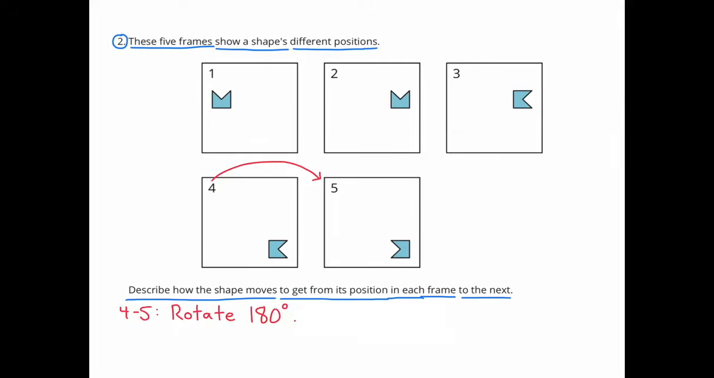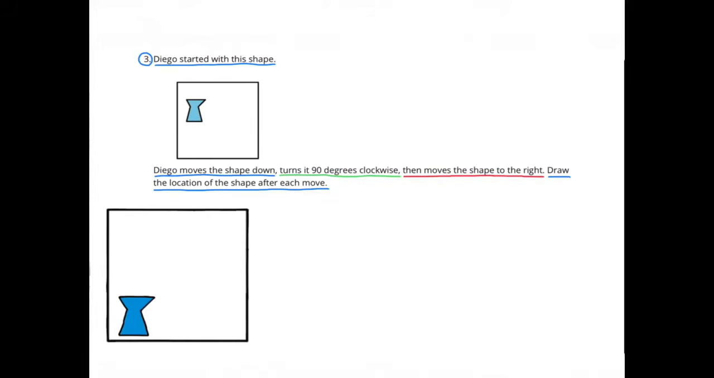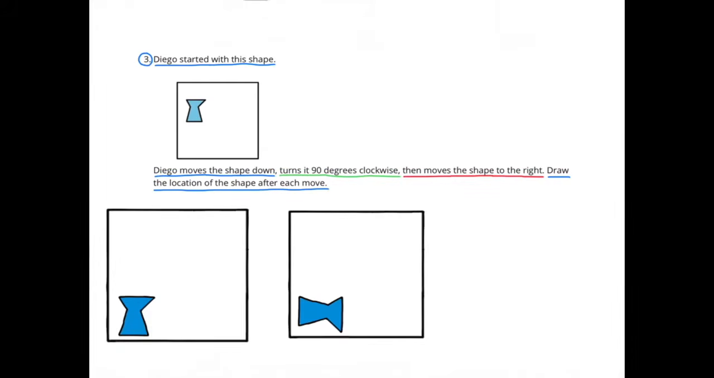From frame 4 to frame 5, the shape rotated 180 degrees. Number 3. Diego started with this shape. Diego moves the shape down, turns it 90 degrees clockwise, then moves the shape to the right.